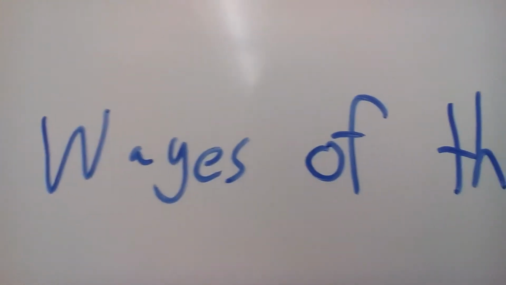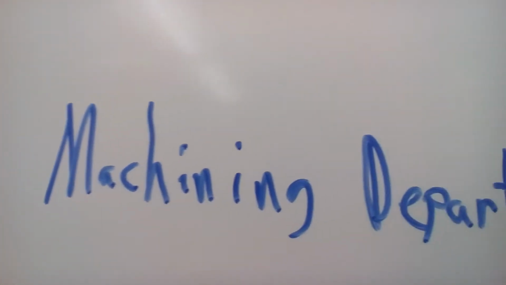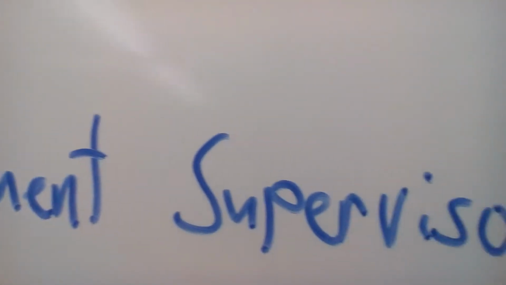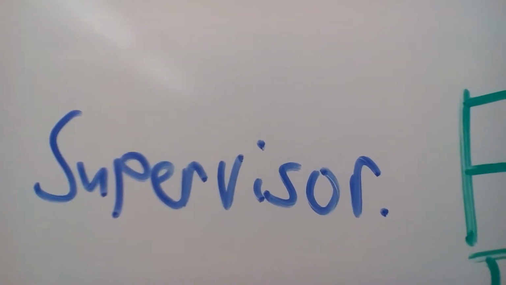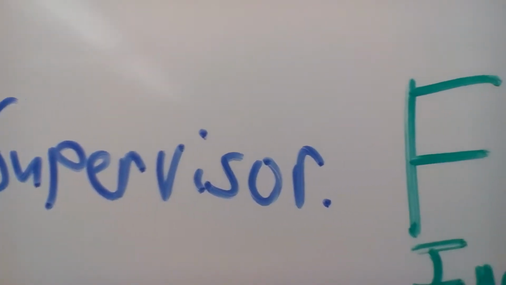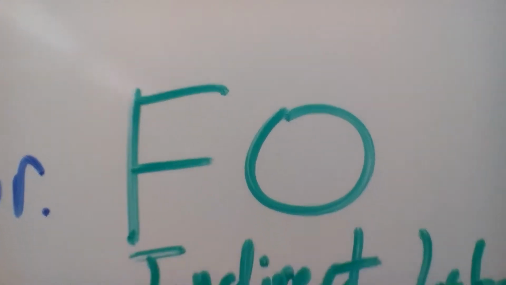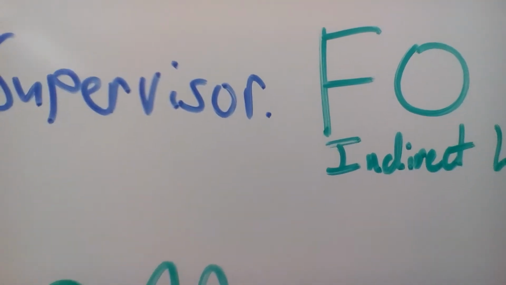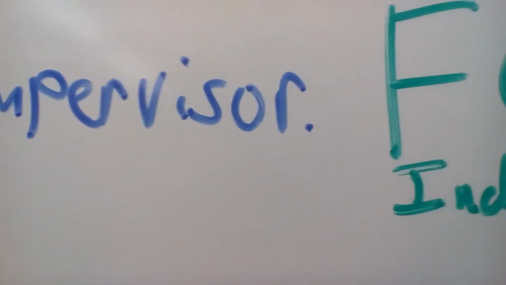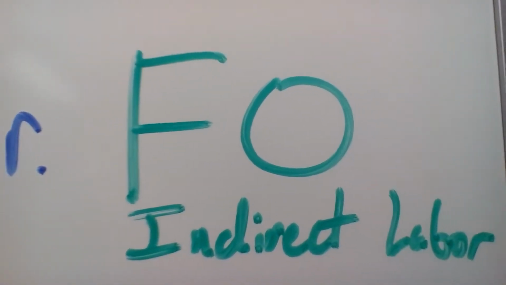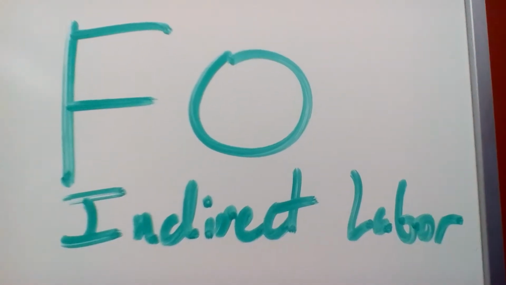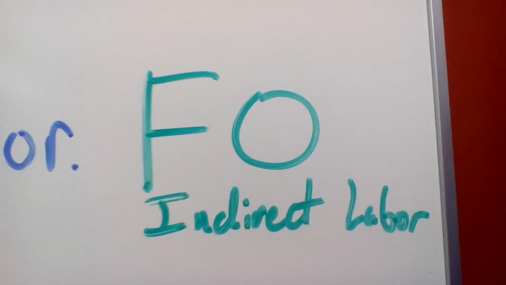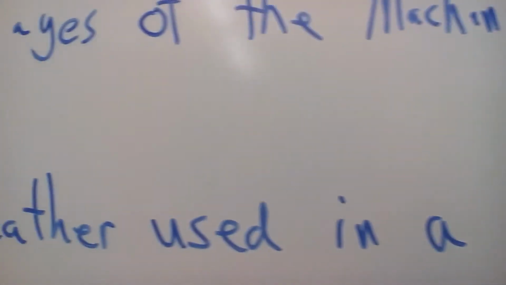Okay, H, wages of the machining department supervisor. You might think, direct labor? No. Factory overhead, it's indirect labor. He's on the floor watching, making sure everything's going fine, but he's not actually working on the product or the object. So he's indirect, so it's factory overhead.